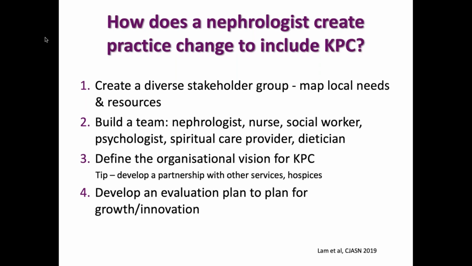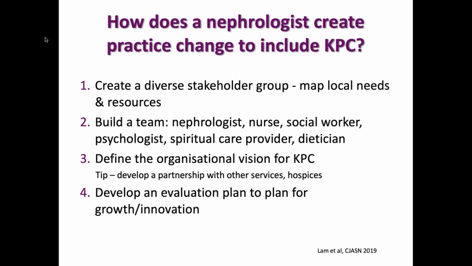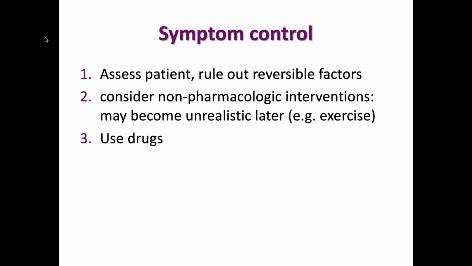Now, here is a tip. We do know that the cancer community has a long tradition of providing palliative care services. So we should try to develop a partnership with such services and with hospices, if any are available. And as we'll see, in India, unfortunately, there are not too many hospices. Once we have done that, we should also develop an evaluation plan which will allow us to judge after a certain period of time where we are, and whether we need to grow and whether we need to innovate.